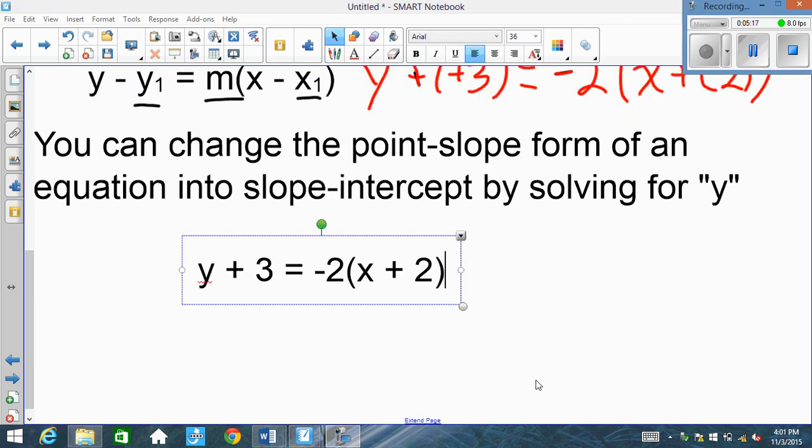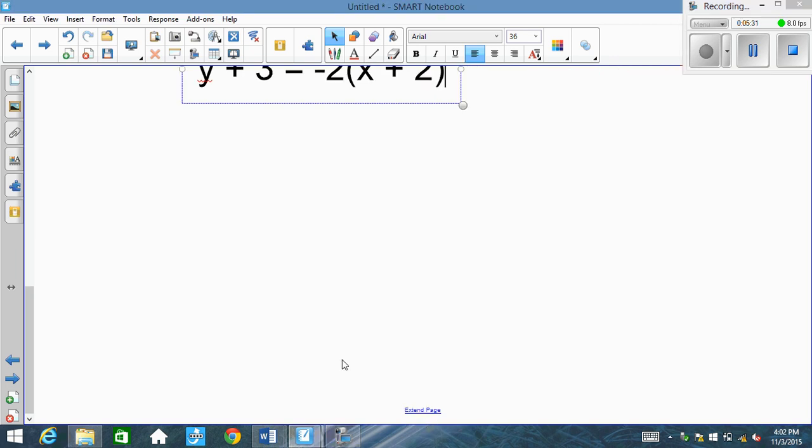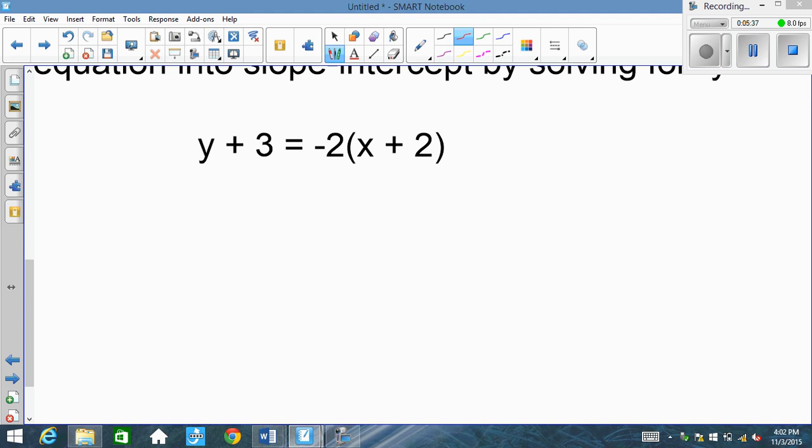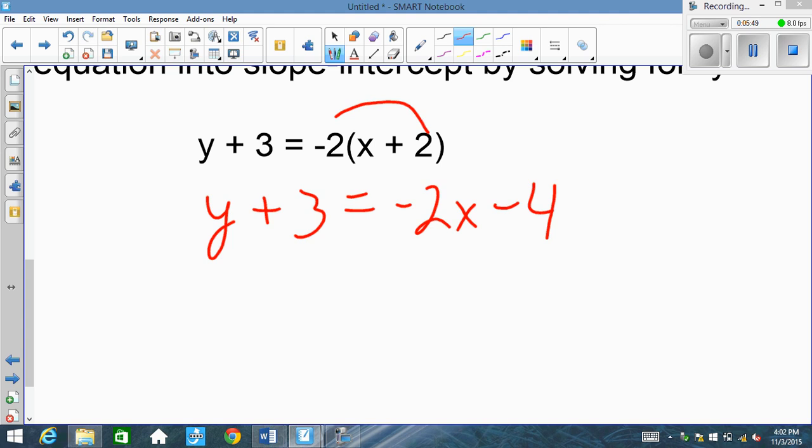You can change the point-slope form of an equation to the slope-intercept by solving for y. So here's what we would do first. We would need to distribute the parentheses, so that we're trying to solve for y here. So we're going to distribute first, and then we are going to solve for y. So we would rewrite it as y plus 3 equals negative 2 times x is negative 2x, and a negative 2 times the 2 is a minus 4. Right now it's y plus 3, so y is not by itself, so we would have to subtract 3 here and subtract 3 here. So we would end up with y equals negative 2x minus 7.